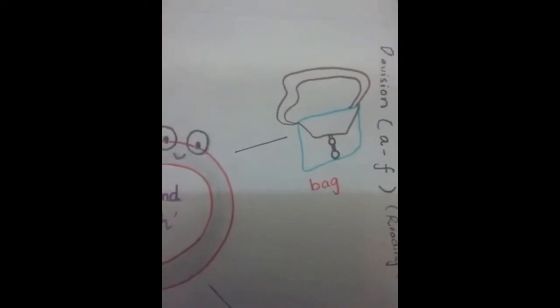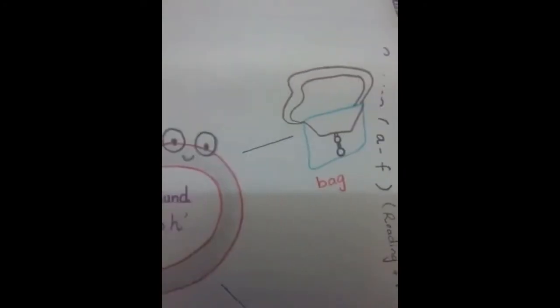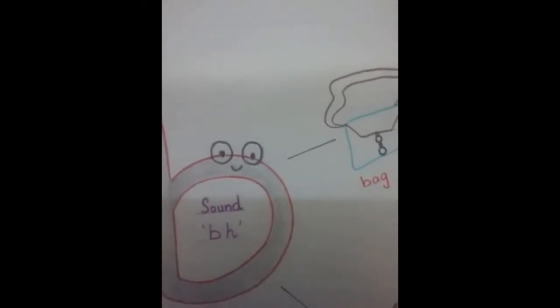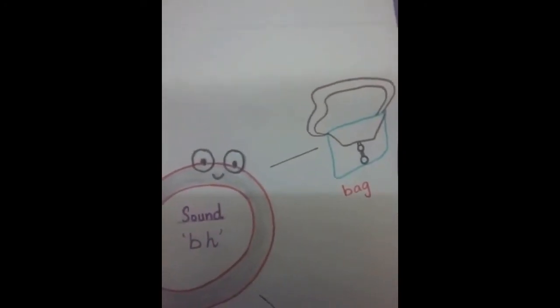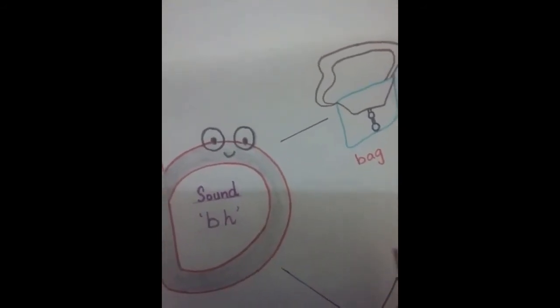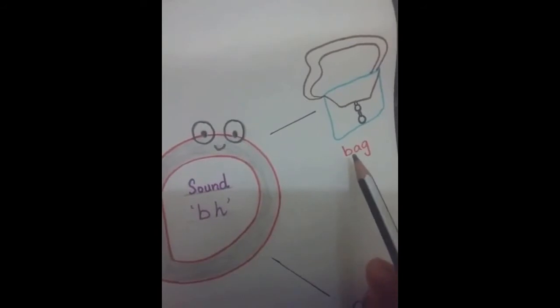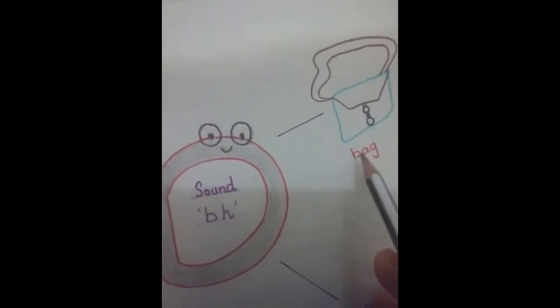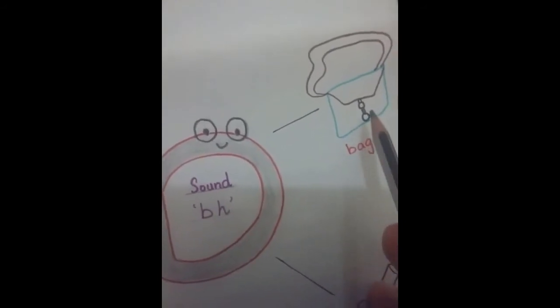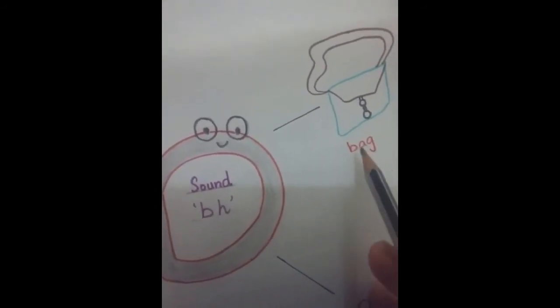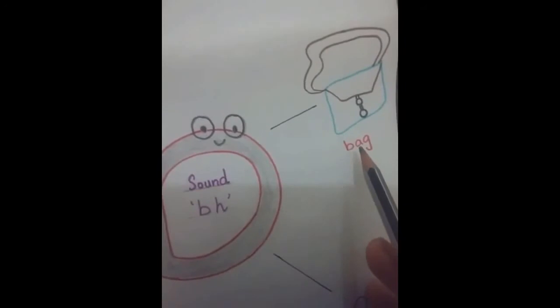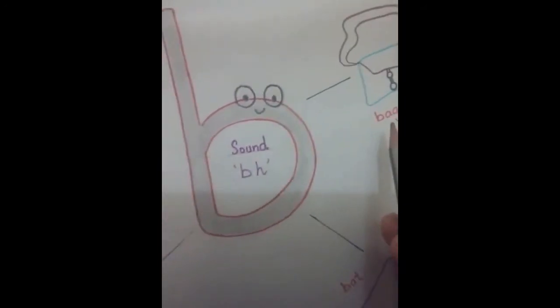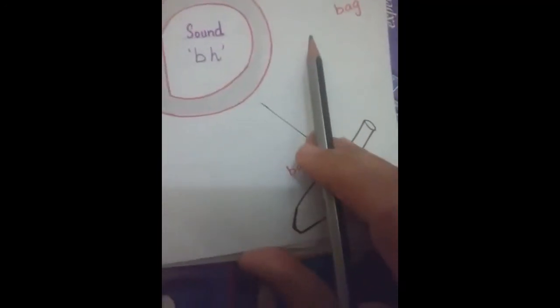Yes. What is this? This is a bag. Good. Now the first letter of this word is B. B, B, bag. We use a bag for putting books. Good. Now next is, yes.